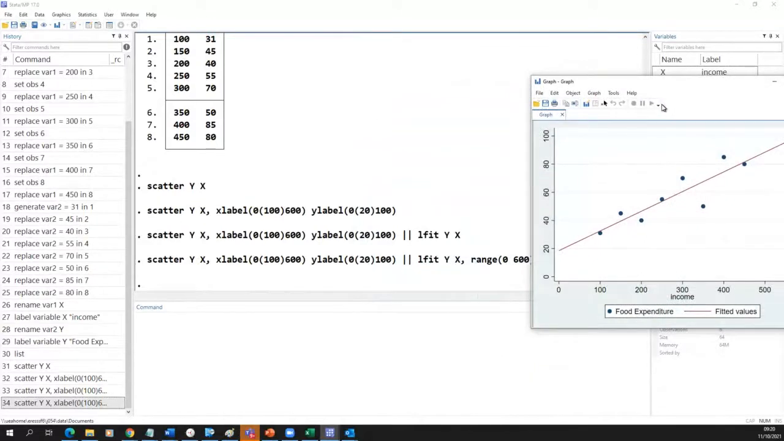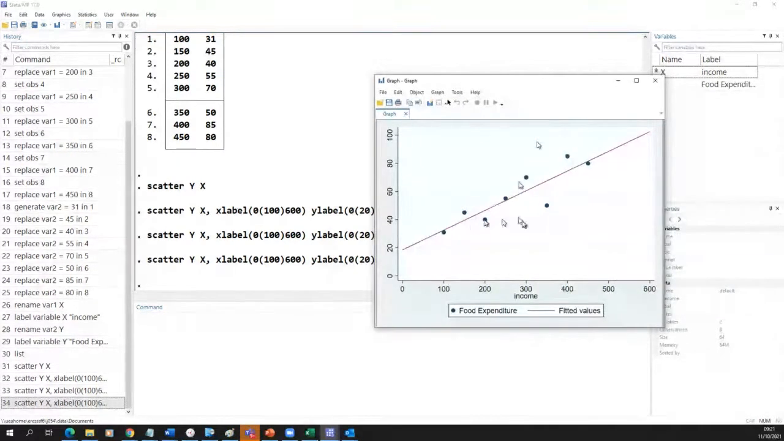By the way, all the commands that we're using are in the Stata command sheet, which is now on the Blackboard site. You'll find this command maybe on the second page of that document. So that's the scatter, that's the fitted line.